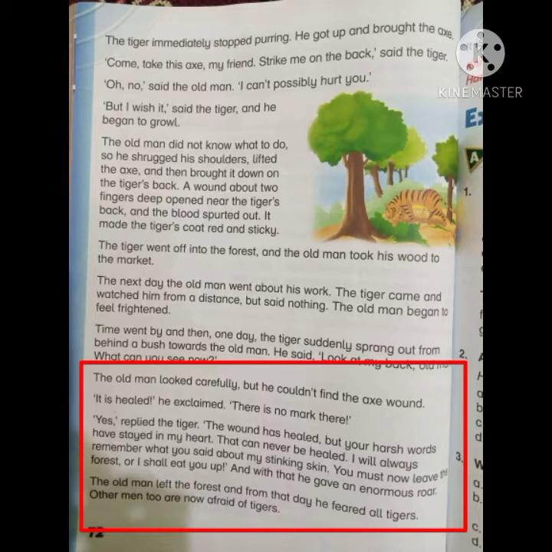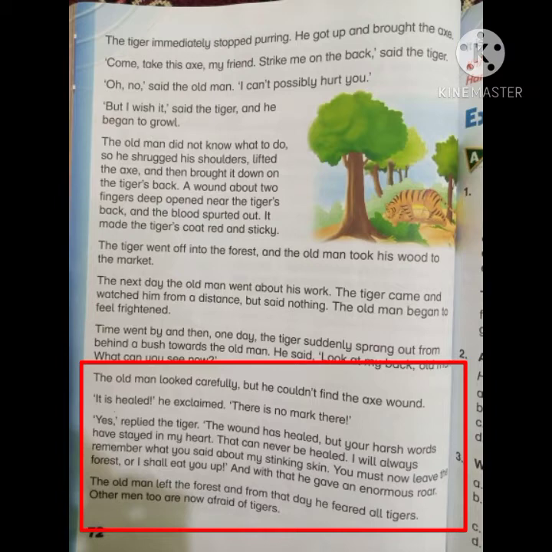You must now leave the forest or I shall eat you up." And with that, he gave an enormous roar. The old man left the forest and from that day he feared all tigers. Other men too are now afraid of tigers. It is good to remember that knives and axes flash like day. Harsh words, however, always stay.